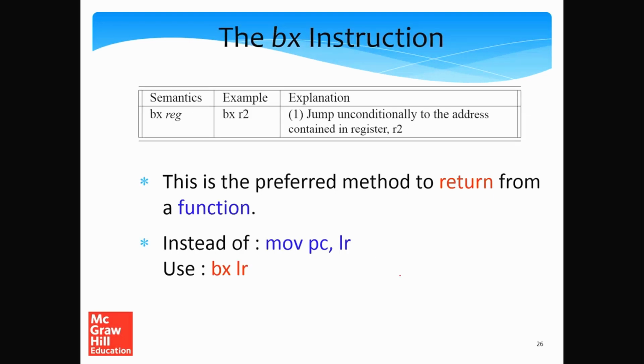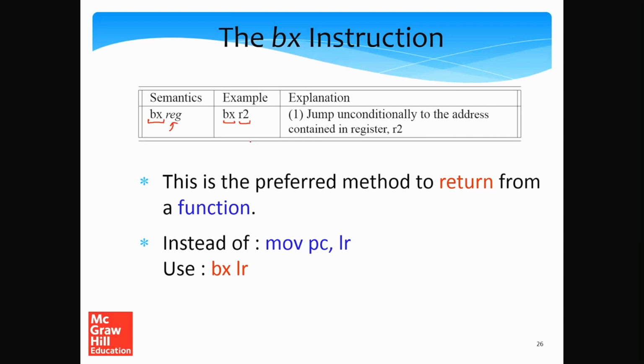So let's now take a look at another kind of instruction which is slightly easier, and nowadays programmers are preferring it. This particular instruction is called BX. BX takes a single argument, a single register. So the explanation is that, let's say I have an instruction of the form BX R2. This means that I jump unconditionally to the address contained in register R2. So I can think of this as a variant of the B instruction, an unconditional branch, but the B instruction took a label and the BX instruction takes a register.